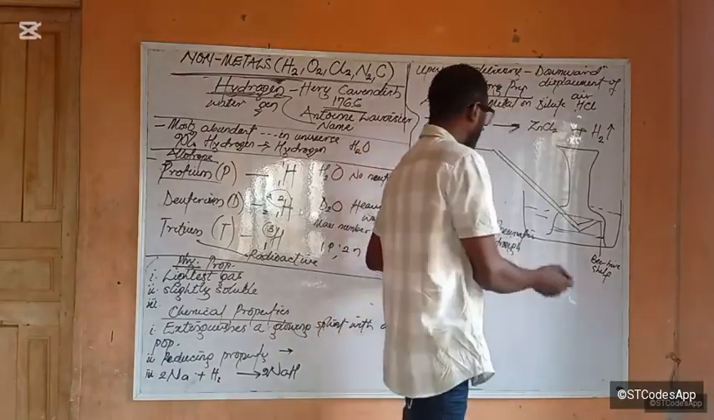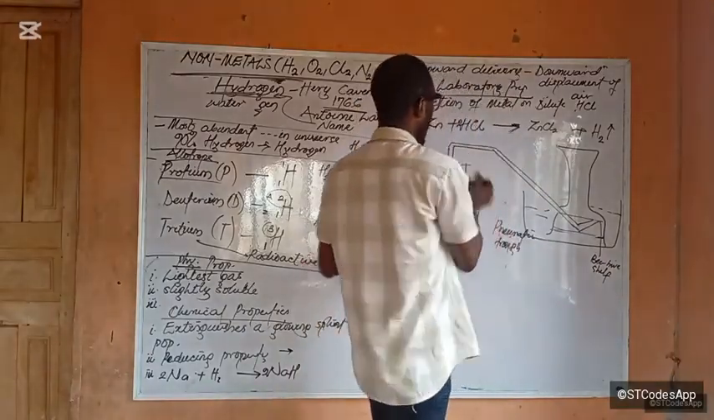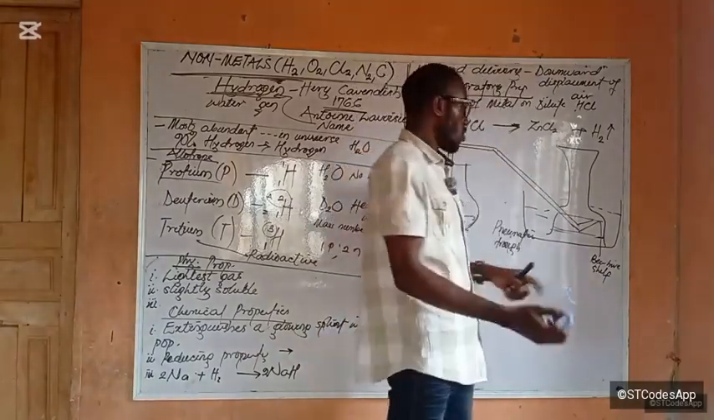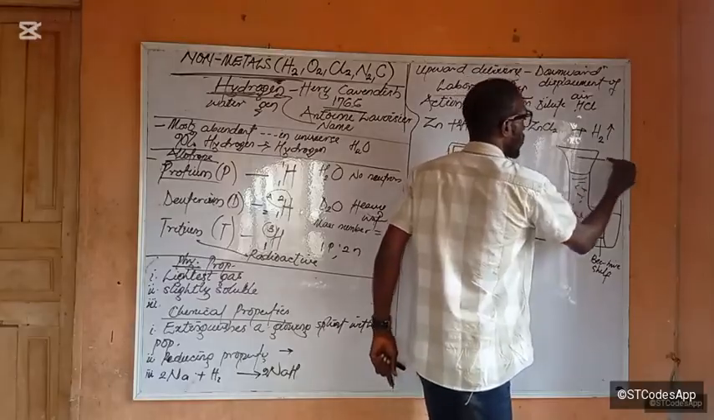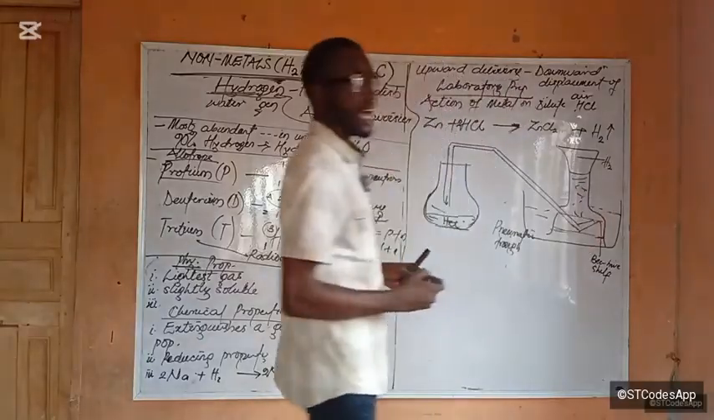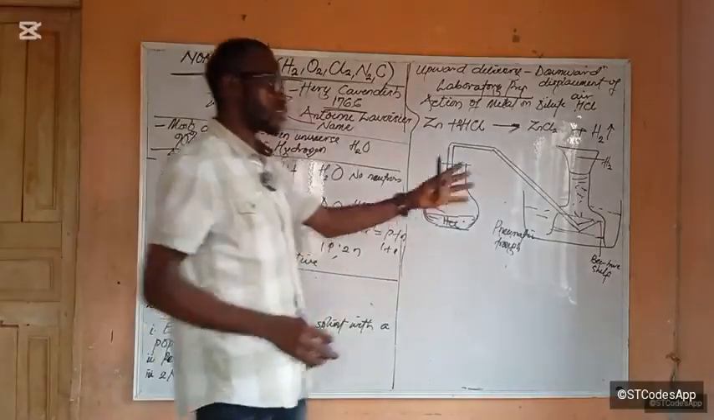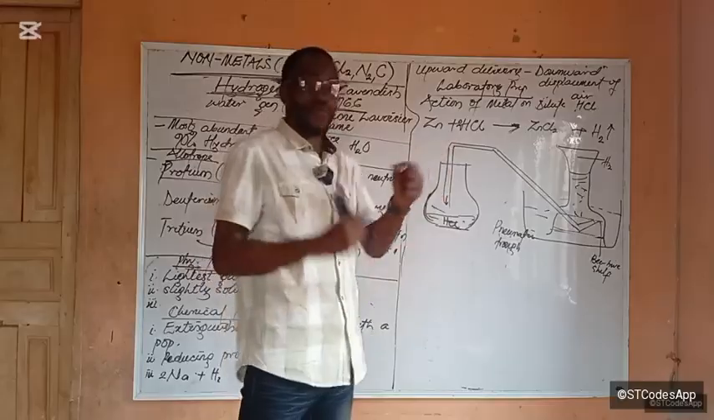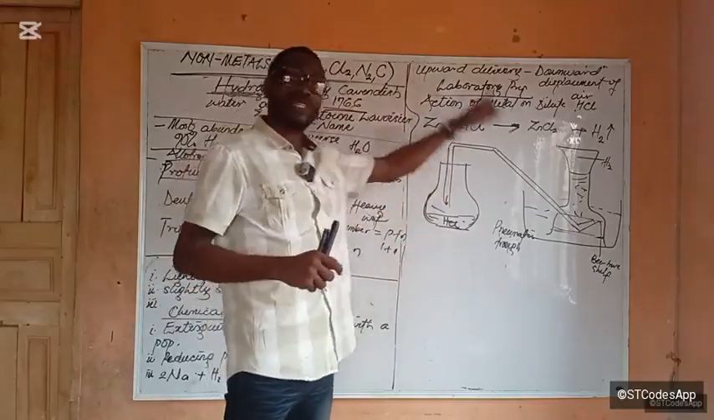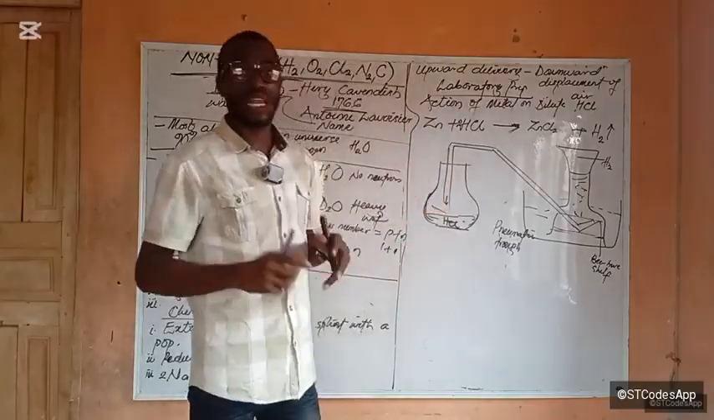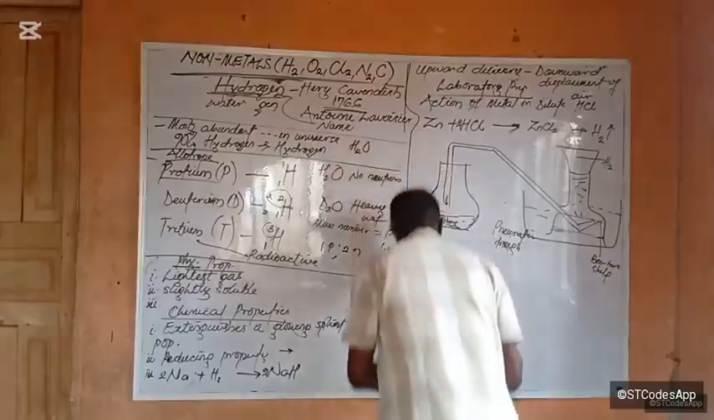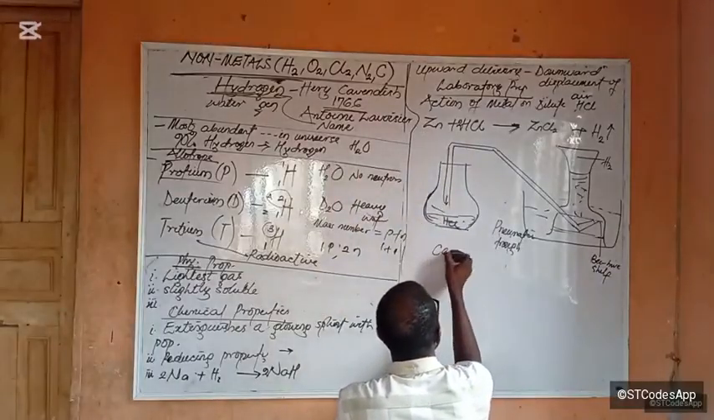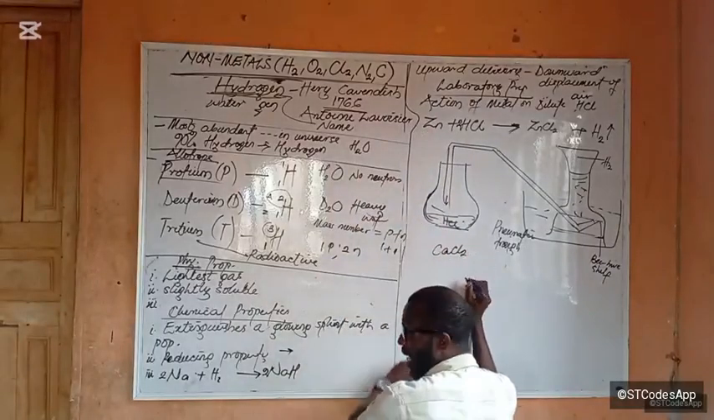So the point is that your hydrogen will make it through here and be collected over water. So what you have here is your hydrogen gas. Don't forget, when you collect it over water, some droplets of water, some molecules of water, will be on it. So you need to dry the gas. In the laboratory, we use calcium chloride to dry it.